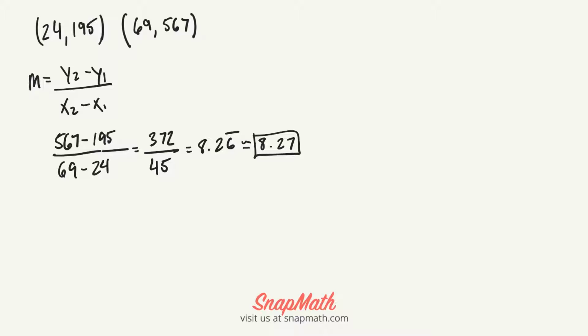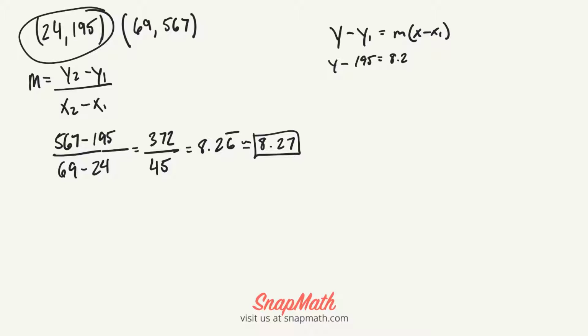And now we're going to pick one of the 2 points. I'm going to pick the first one because it's smaller numbers and plug it into point slope form. So the first thing we do is we just plug in our points. So 195 in for the y, 8.27 for the m, and then for the x1 we're going to plug in 24.